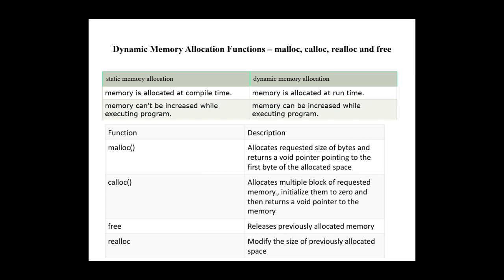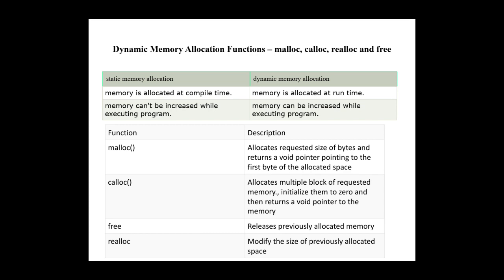In dynamic memory allocation, the size of memory that has to be allocated to the variable is decided at the time of execution of the program. So memory is allocated to the variable at the time of execution of the program, and this memory can be resized also. The functions used in dynamic memory allocation are malloc, calloc, free and realloc.